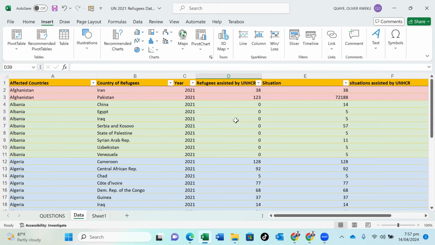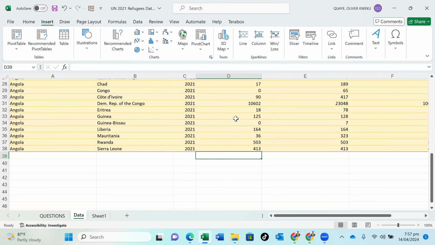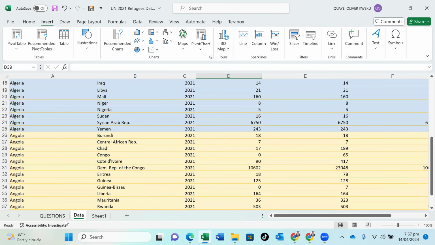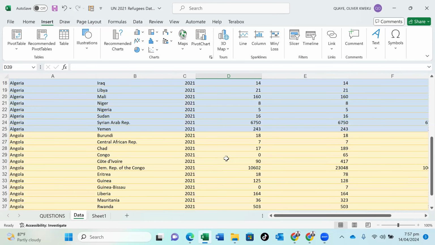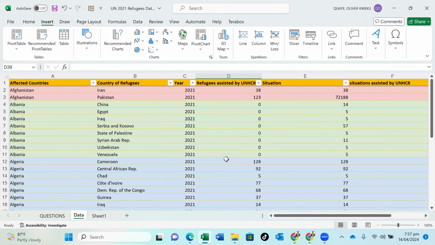So you found sum total of this. You come back again, and situation assisted by the commission. So you come back and you look for which other column again. So this is the situation, and this is the situation assisted. So now we are going to find the sum total of this, sum of this, sum of this. That's it.